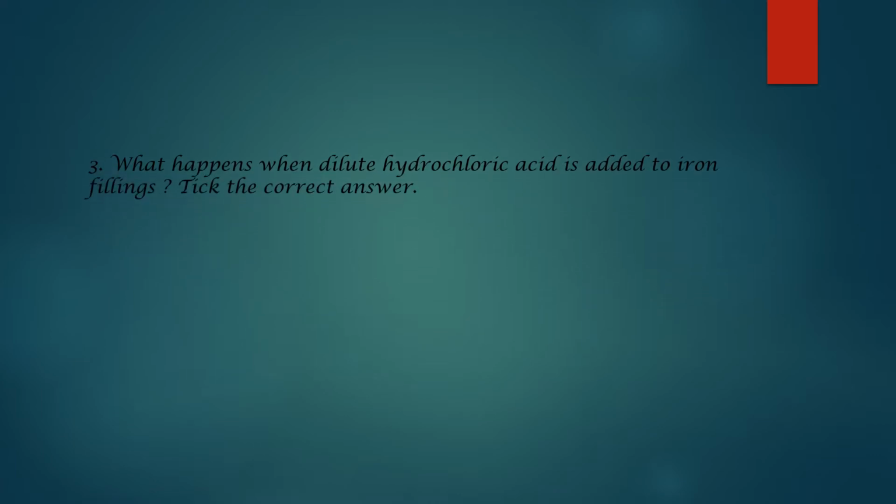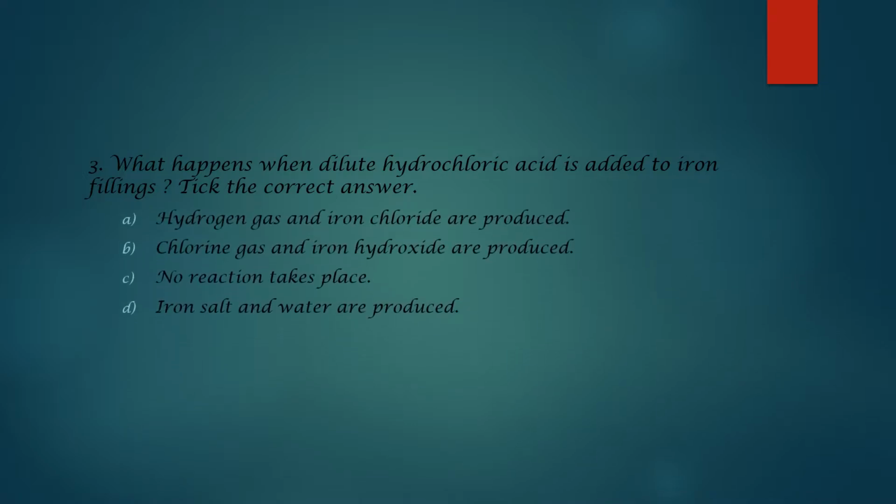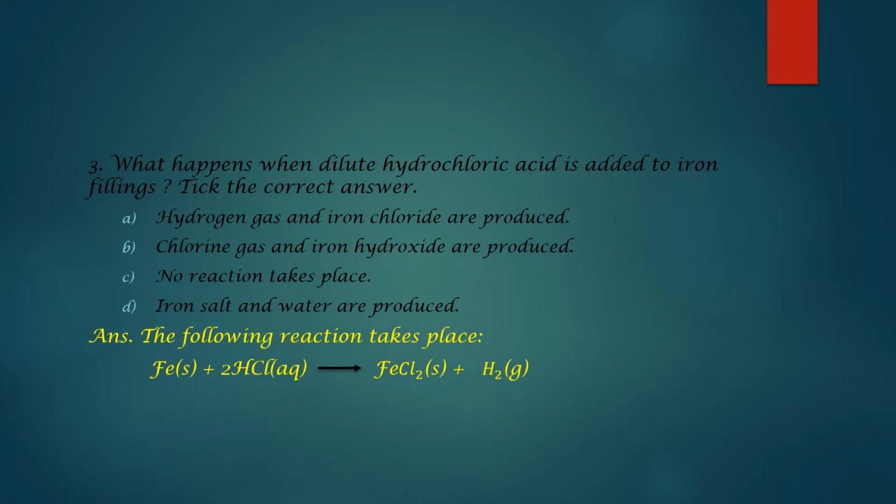Question number 3. What happens when dilute hydrochloric acid is added to iron filings? Take the correct answer. We can easily make out from the reaction that hydrogen and iron chloride are produced. Therefore, option A is correct.